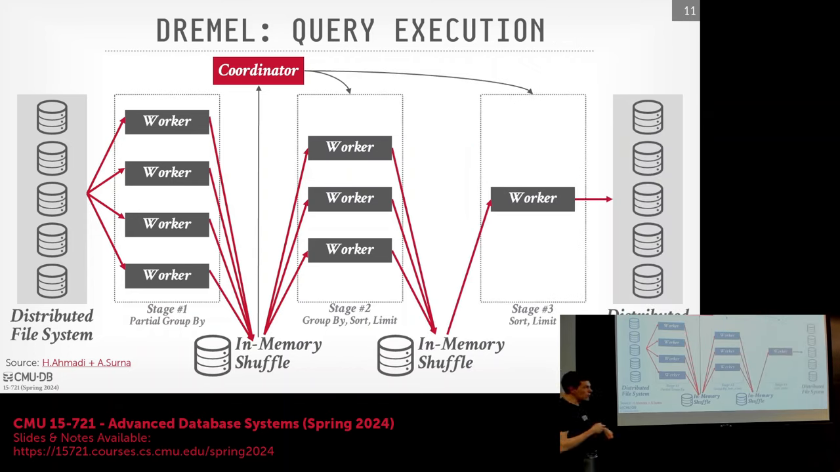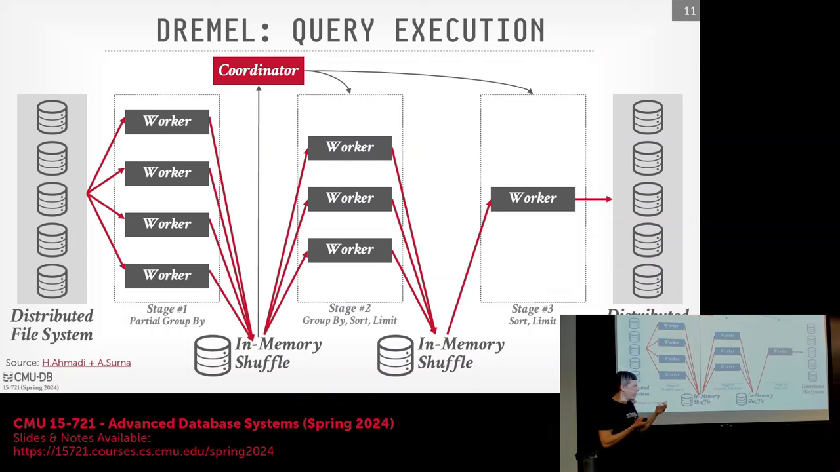All right, so again, at the end, the last stage we're doing sort and limit, and one worker can handle that. And as far as I know, these are just containers running in Borg, which is the precursor to Kubernetes, right? So they're meant to be stateless, so these things can get killed and swapped out at any time. Wait, is that why they're doing the in-memory shuffle? Because they're supposed to be stateless and they don't want to keep something stateless alive?